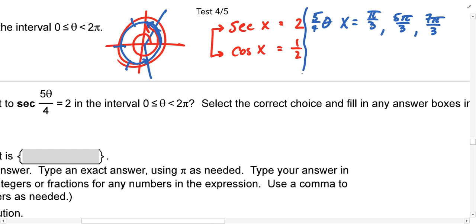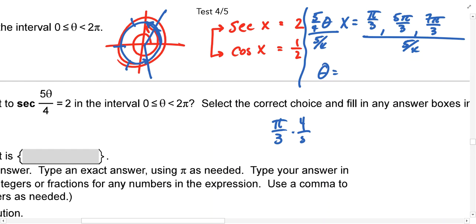5/4 theta, I should divide everything by 5/4, which would be the same as multiplying by 4/5. And so I'm thinking to myself, pi over 3, and again, this is mental math. You could use a calculator if you'd like as well. But pi over 3 times 4/5, I'm multiplying because that's easier to me than dividing. Well, I end up with 4 pi over 15.